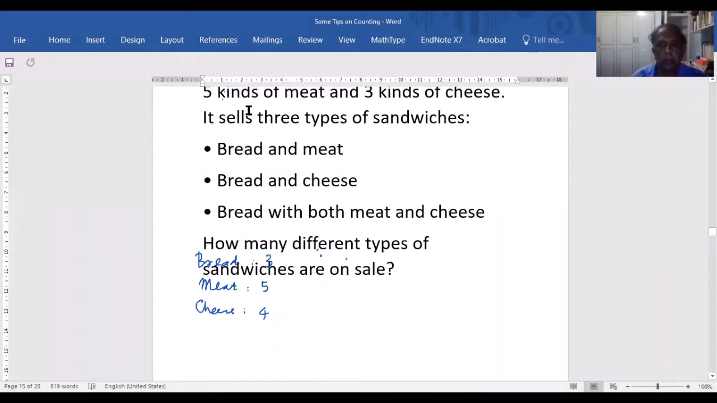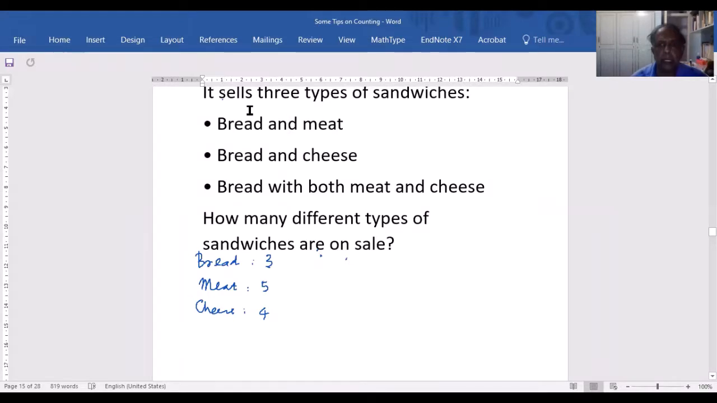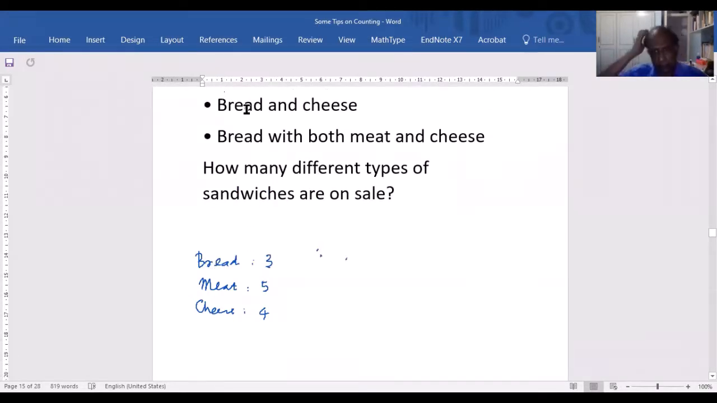Okay, so in all the cases you've got bread. In the first one you got bread and meat. The second one you got bread and cheese. And the third one, you got both bread, meat and cheese. So in the first case, we only have two choices, bread and meat. So let's draw a box with two choices. You choose your bread, three ways of choosing the bread, and there are five ways of choosing the meat. So this is the bread-meat combination.